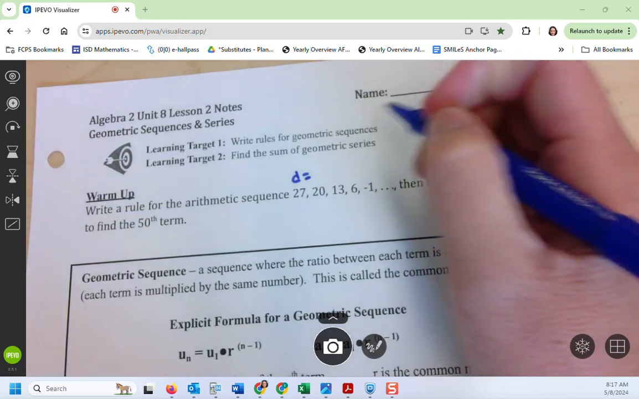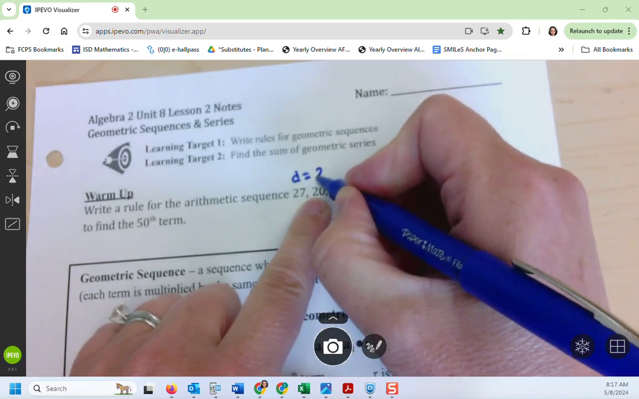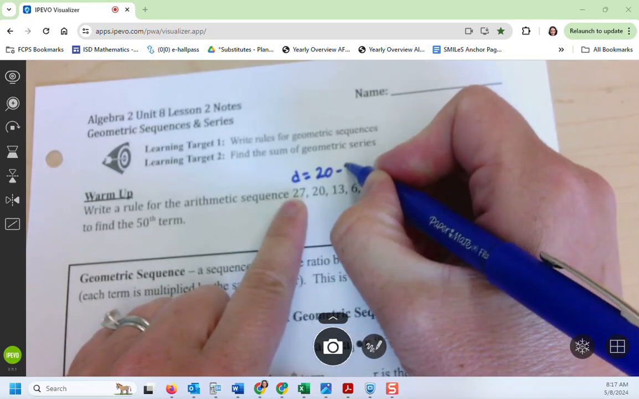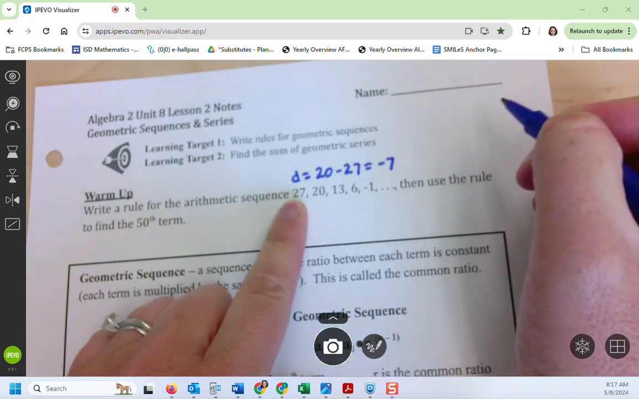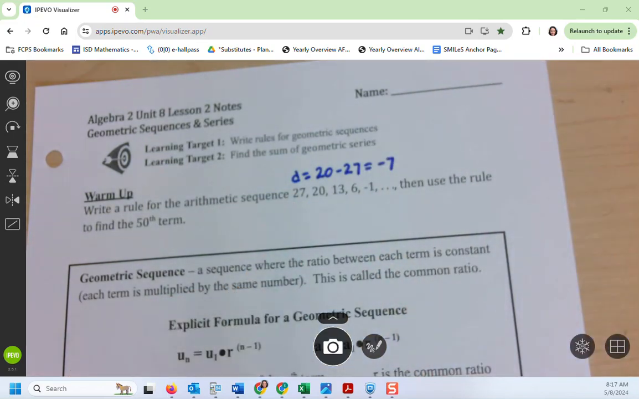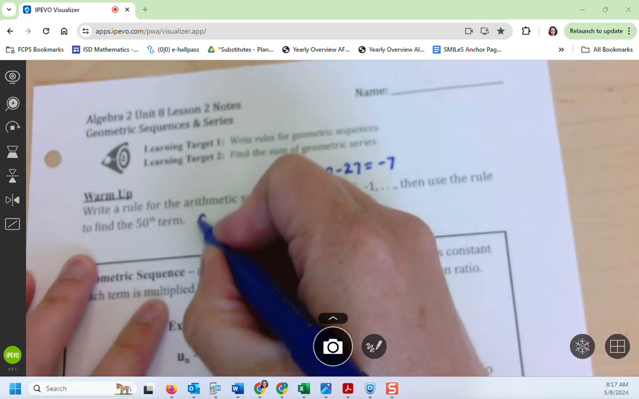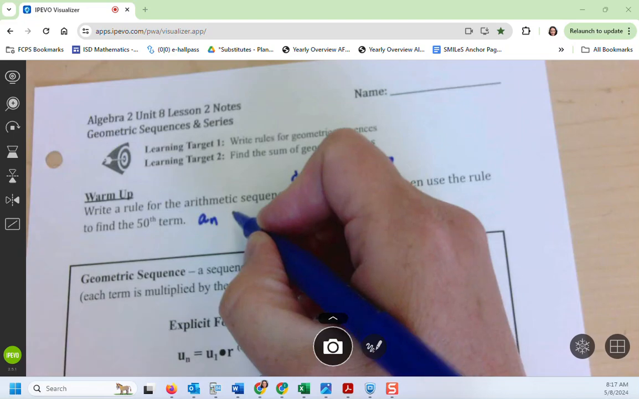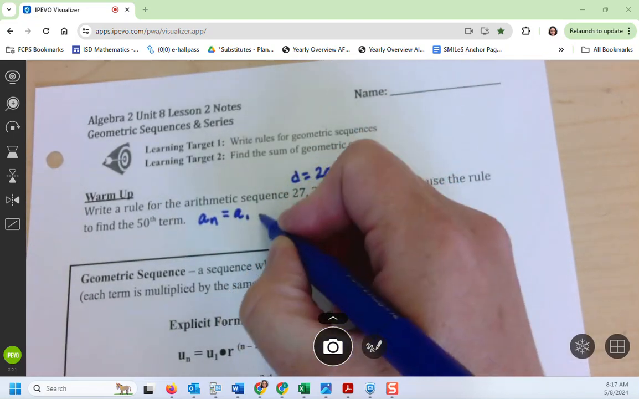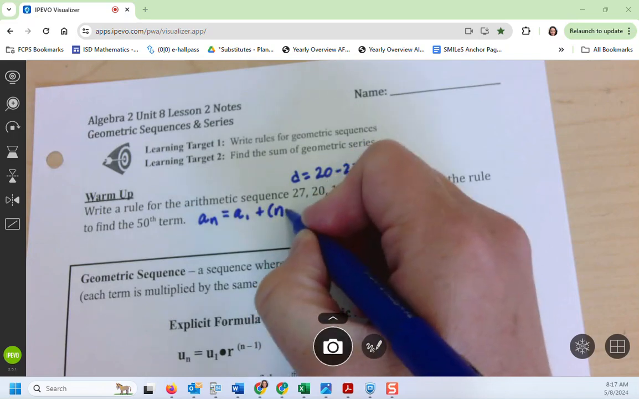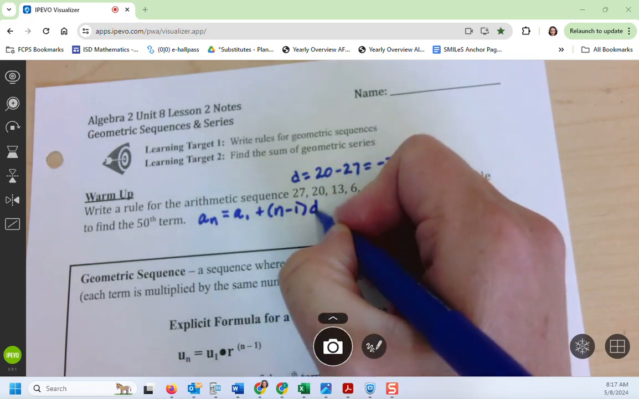If you don't look at it and say, oh, I'm subtracting 7, so D is negative 7, the other way you can do it is you can just subtract the second one minus the first one, and that will give you a D of negative 7. We're going to use that negative 7 in the rule. The rule is also going to use the formula from the front of your notes. So A sub n equals A sub 1 plus n minus 1 times D.